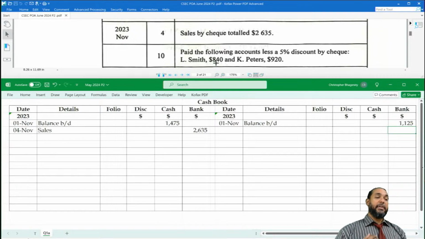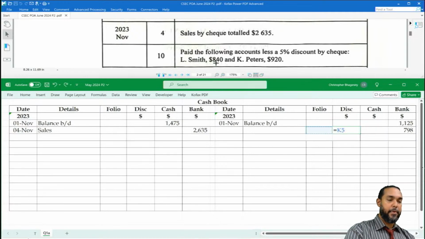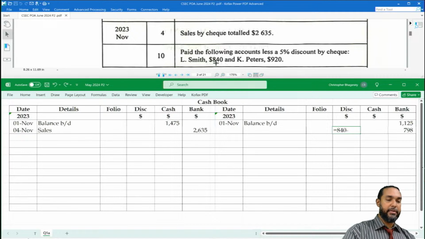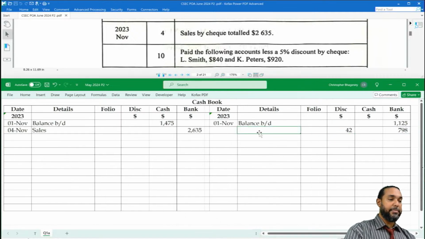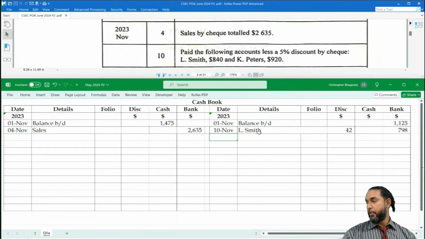840. You had to find 5% of 840, which is $42, and subtract it. So you get 798. So we do 840 multiplied by 0.95, and the difference will go in the discount column. That's equal to 840 minus 798, or just 5% of 840, which is 42. Now that was paid to L. Smith on the 10th of November.